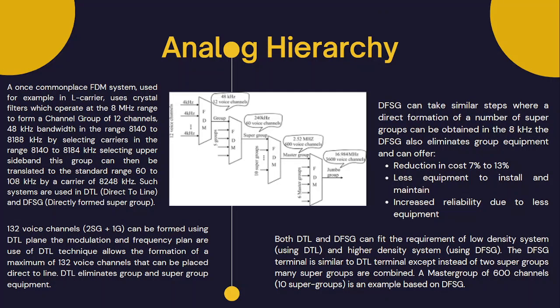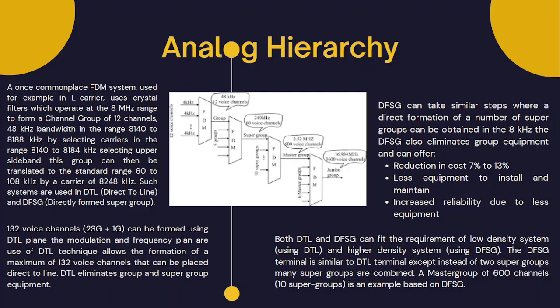Now, analog hierarchy. To maximize the efficiency of their infrastructure, telephone companies have traditionally multiplexed signals from lower bandwidth lines onto higher bandwidth lines, in which way many switched or leased lines can be combined into fewer but bigger channels. For analog lines, FDM is used. One of these hierarchical systems used at AT&T is made up of groups, supergroups, master groups, and jumbo groups.